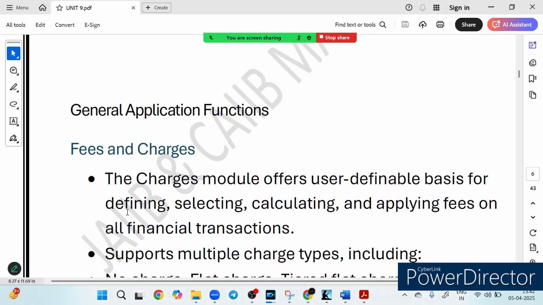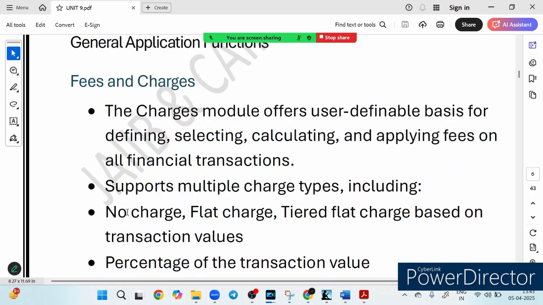So friends, that small amount that disappeared from your account as a fee, well, there is a whole system behind how those charges are calculated, applied and even waived. So let's talk about the smart charging system, not just random deduction.